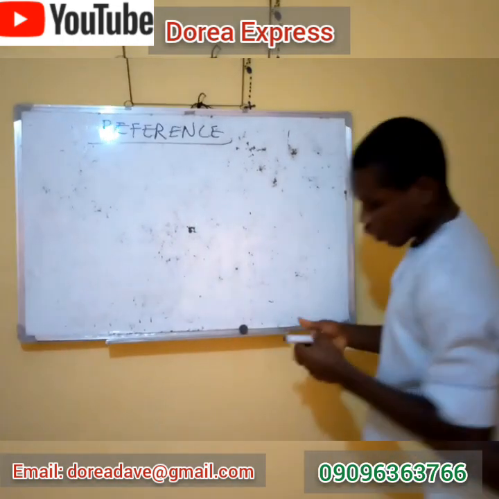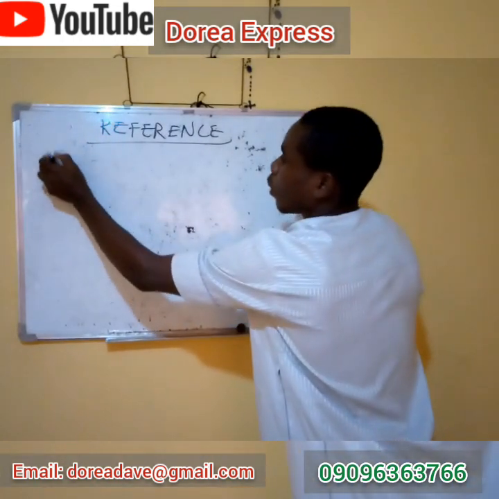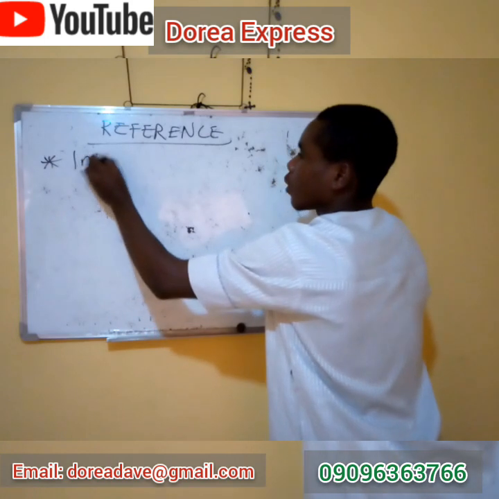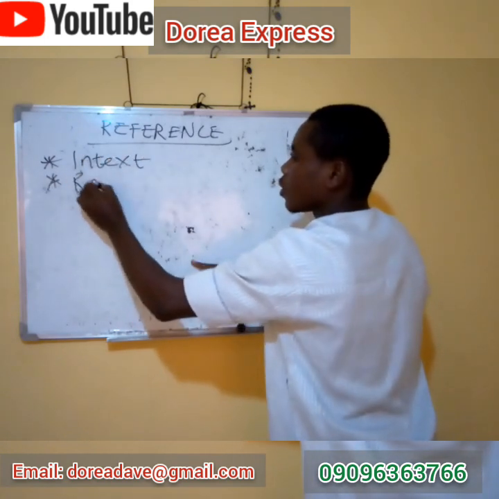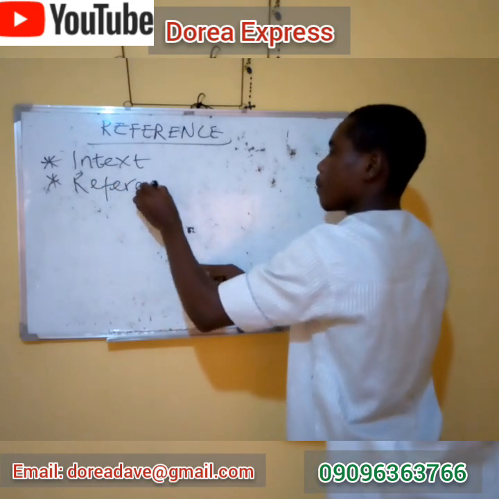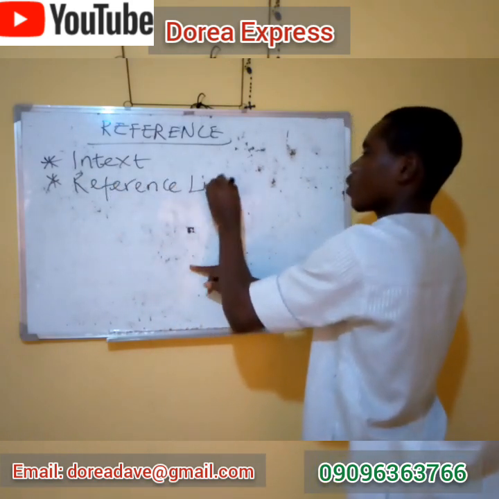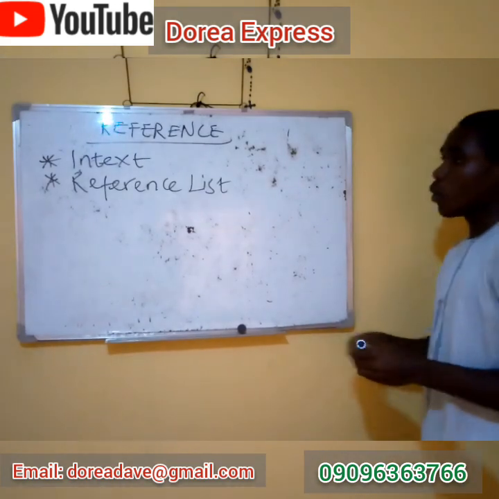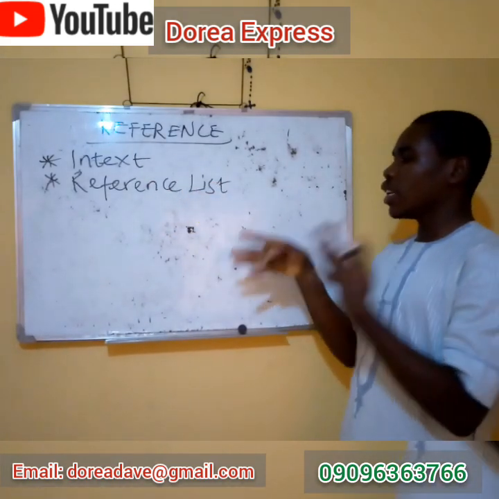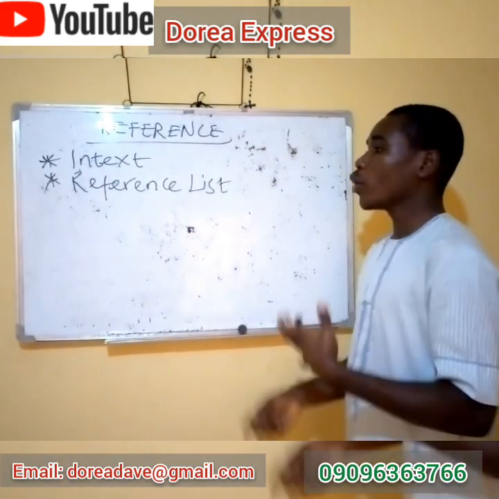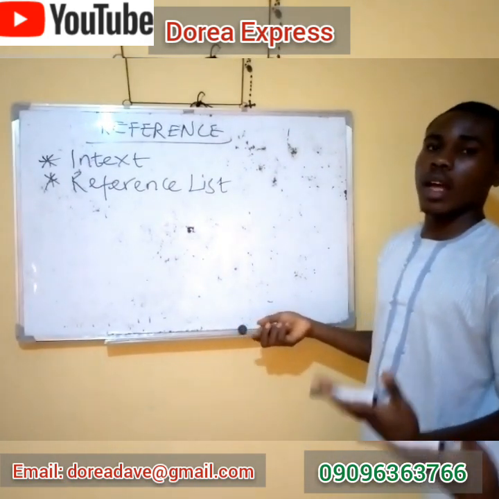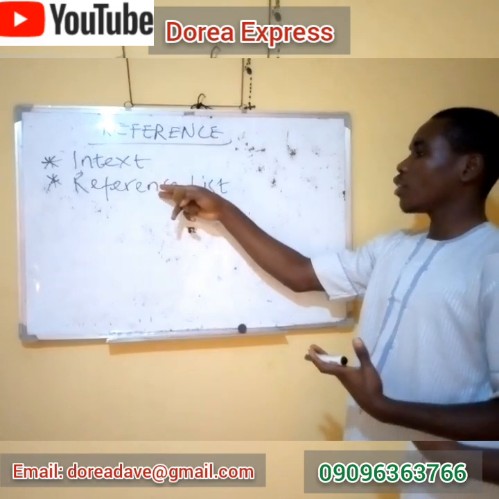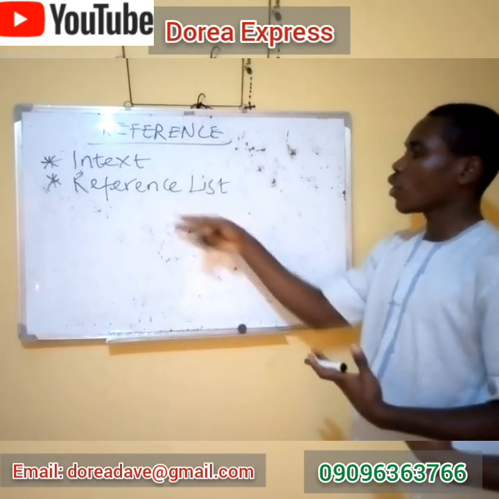So under this reference, we have two types. Number one, we have in-text, and we have a reference list. So this in-text, from the word in-text, is inside your work, in the body of your research, from your chapter 1 to your chapter 5. So this reference list is the last page where you write all the references.